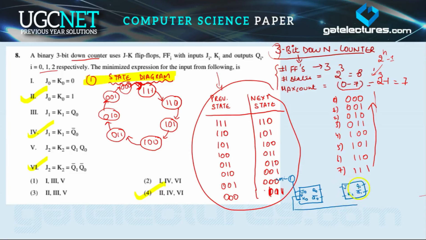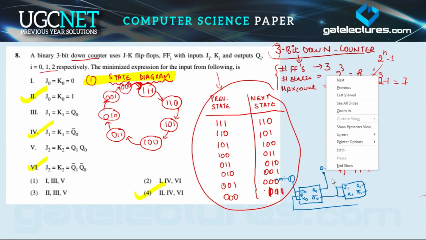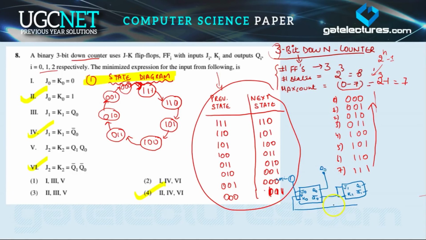And the input for this J1 and K1, we have calculated, is Q0 complement. So Q0 complement value is given to this J1 and K1, and this is the output Q0. And this is a synchronous counter, so the clock will be the same for all the flip-flops. Now the next one is J2 and K2, and this one is Q2 and this one is Q2 complement. This will be your next output.